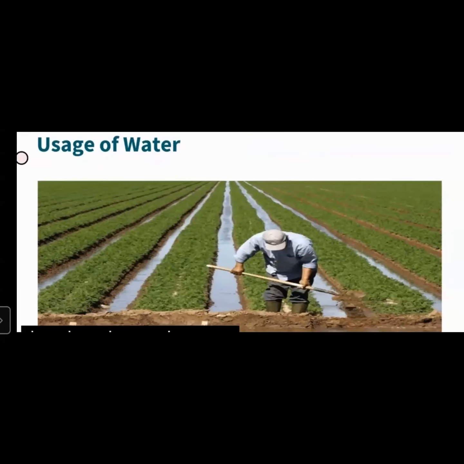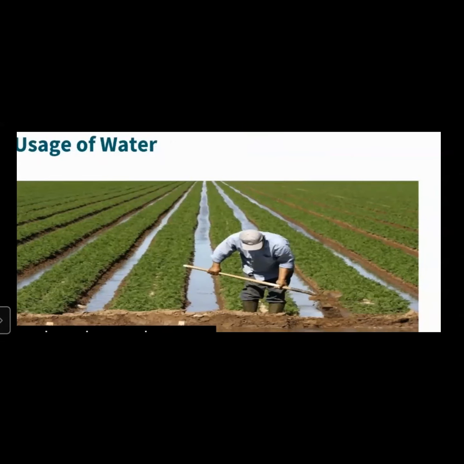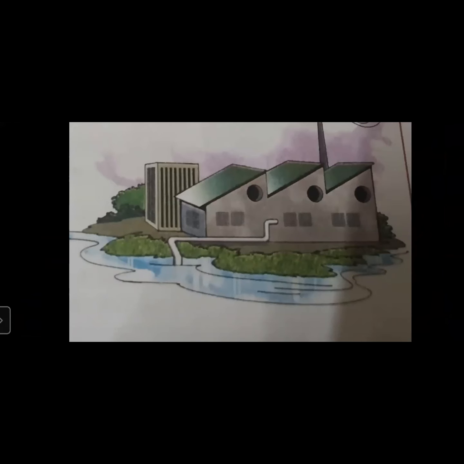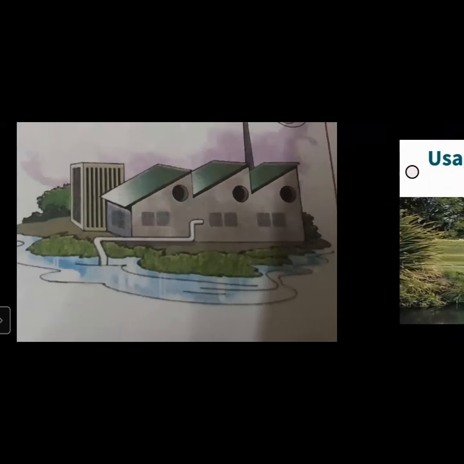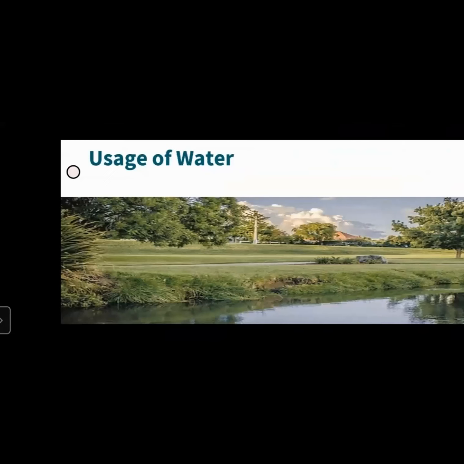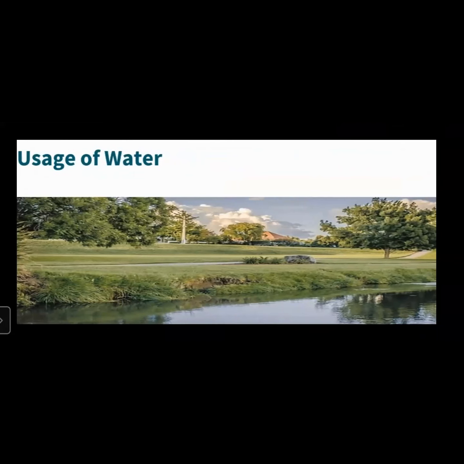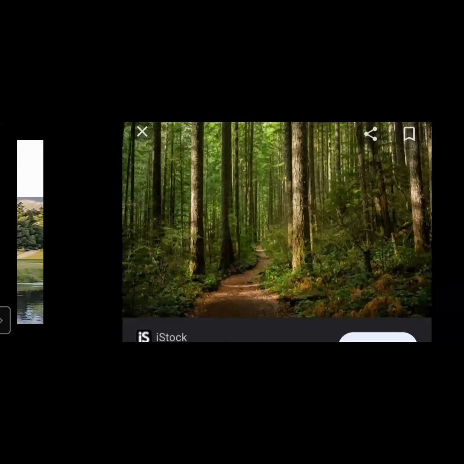Children, we need water for agriculture and industries, right? As well, water is very important in our life. Farmers water their fields and their crops. Yes, the trees in the forest, they also need water to grow.